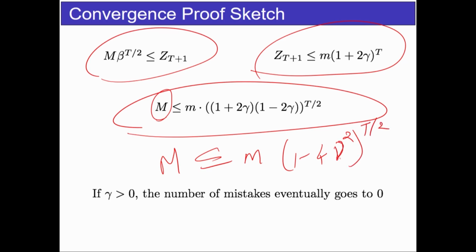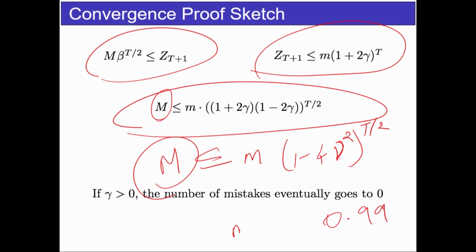So if gamma is greater than 0, 1 minus 4 gamma squared is going to be less than 1, right? That means that every iteration, the power t by 2 is there. Even if 1 minus 4 gamma squared is 0.99, 0.99 to the power 1 million is going to be practically 0. You don't need to go to 1 million. Even for 0.99 to the power 1000, you're going to get practically 0. That means that your total number of mistakes is going to go to 0 as your number of iterations increases.